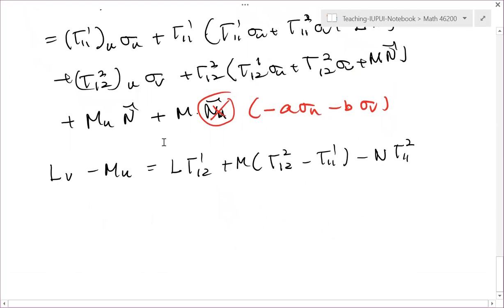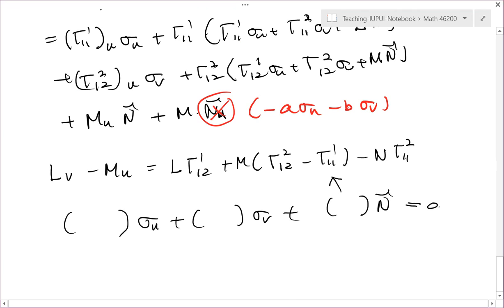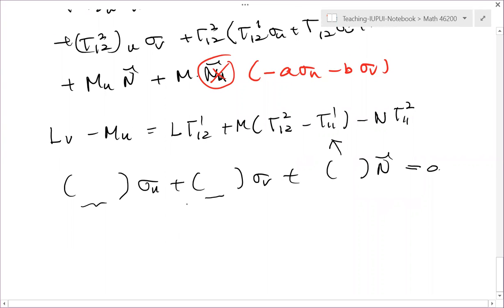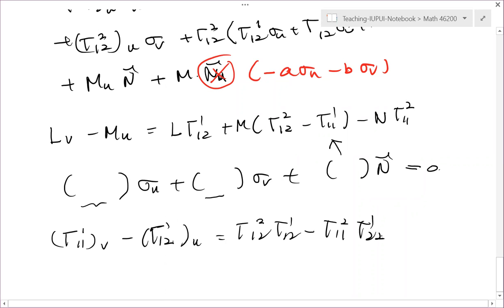So finally, you will get several identities, and if you use one of the identities, compare the coefficients of sigma U, sigma V, and this N, it's going to be 0. So this part gives you this one. Then you can also look at those two. The coefficients of those two are going to be gamma 1,1 of V, gamma 1,2 of U, and this is gamma 2,1,2, gamma 1,2, gamma 2,1,1, gamma 1,2,2. And then plus CL minus AM.